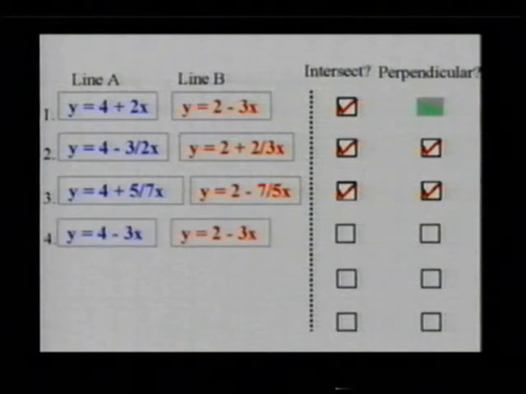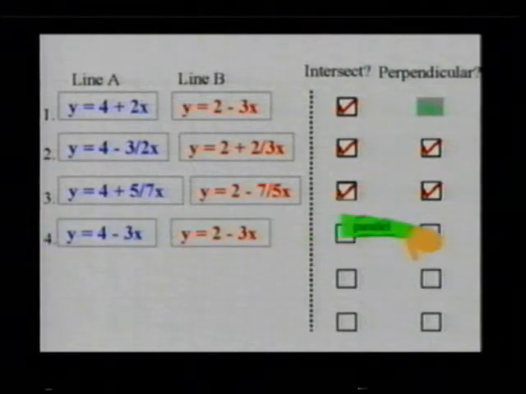A couple more. Do these ones intersect? No, their slopes are the exact same. Both of their slopes are minus 3. So they don't even intersect. They're parallel. Okay?